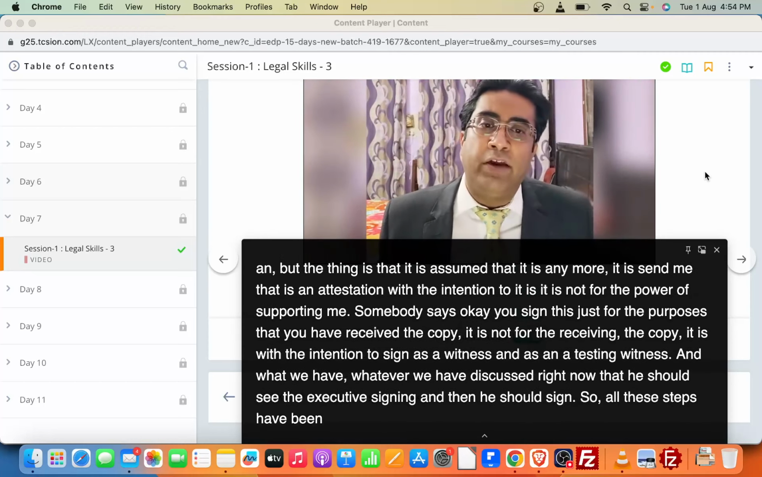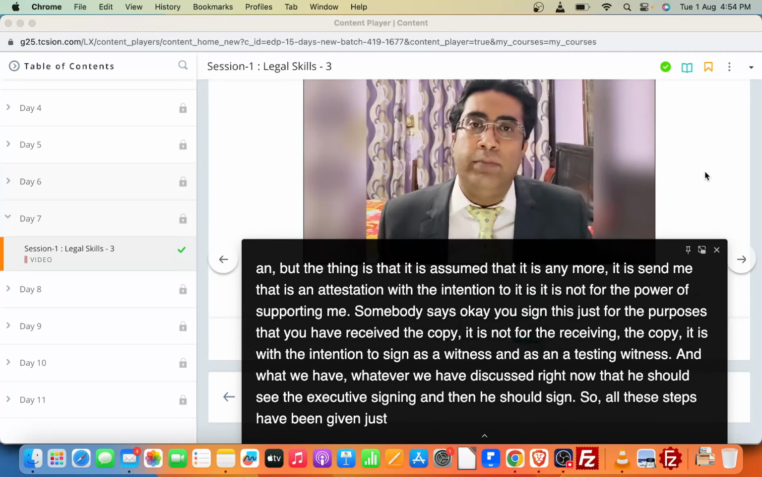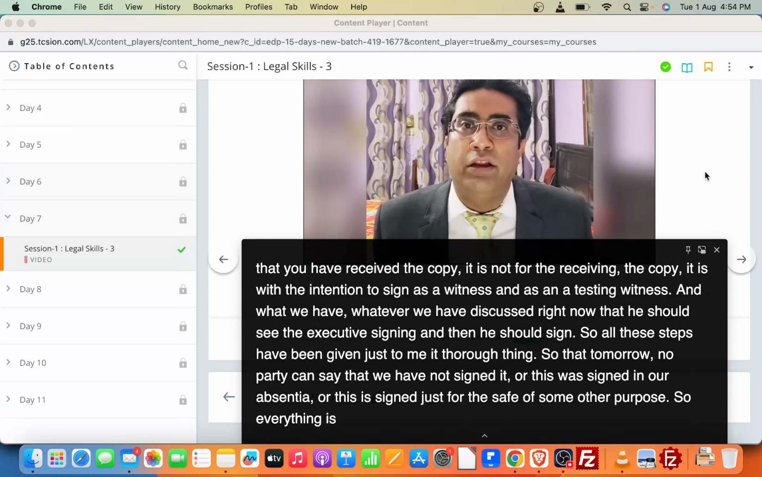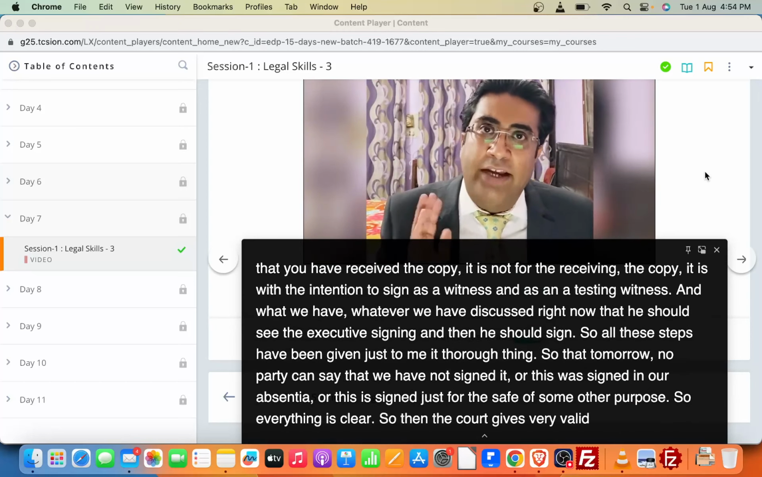So all these steps have been given just to make it a thorough thing, so that tomorrow no party can say that we have not signed it, or this was signed in our absentia, or this is signed just for the sake of some other purpose. So everything is clear, and then the court gives very valid sanctity to all these kinds of things.